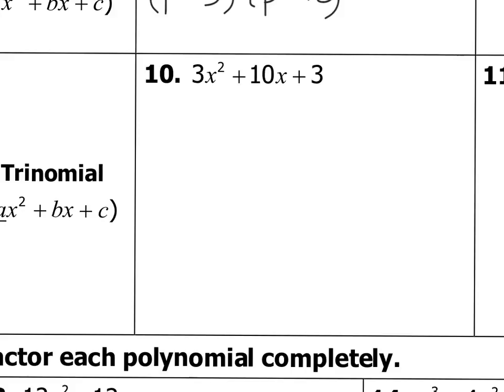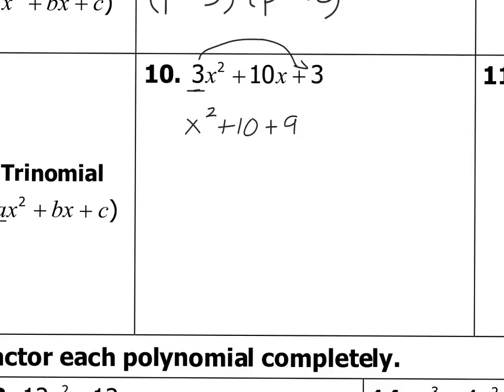Alright, so when we have a trinomial that has a number that's greater than 1 in the A position, first we're going to see if we can factor something out. Unfortunately, we can't. So then we're going to do the slip and slide method. Remember, we take that A and multiply it by the C. So that would be x squared plus 10x plus 9, since 3 times 3 is 9. Then we'll go ahead and factor that out.